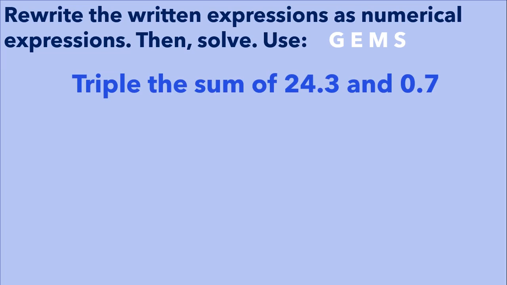Now we're going to do our last one. Triple the sum of 24 and 3 tenths and 7 tenths. Well, triple means times 3. We're multiplying something times 3. The sum is the answer to an addition problem. So we're finding the answer to 24 and 3 tenths plus 7 tenths. To find that answer first, we need to put those in parentheses. And then once we solve that portion, we can multiply the answer times 3.